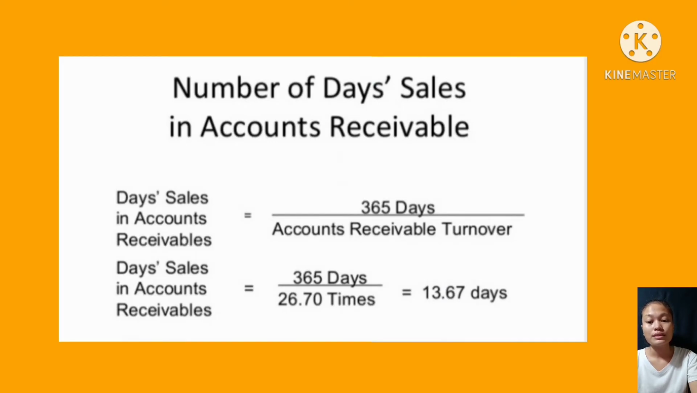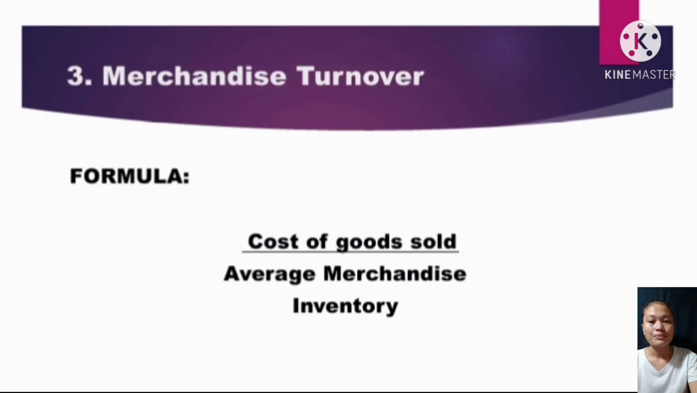Example of number of days in receivable. 365 days divided by 26.70 times, that would be the receivable turnover. I get it from my recent example, is equal to 13.67 days. Merchandise turnover. Formula is cost of goods sold divided by average merchandise inventory.